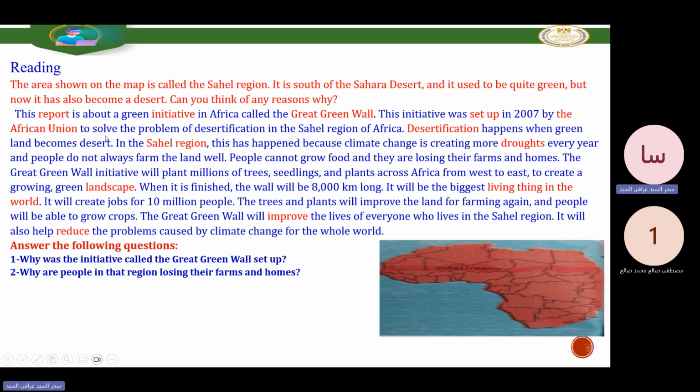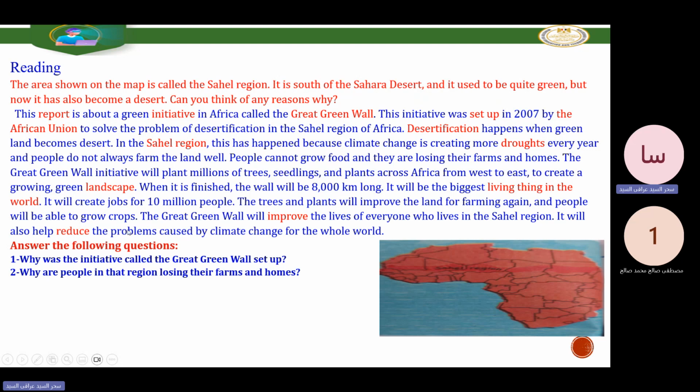When it is finished, the wall will be 8,000 kilometers long. It will be the biggest living thing in the world. It will create jobs for 10 million people. The trees and plants will improve the land for farming again, and people will be able to grow crops. So the Great Green Wall will improve the lives of everyone who lives in the Sahel region. It will also help reduce the problems caused by climate change for the whole world.